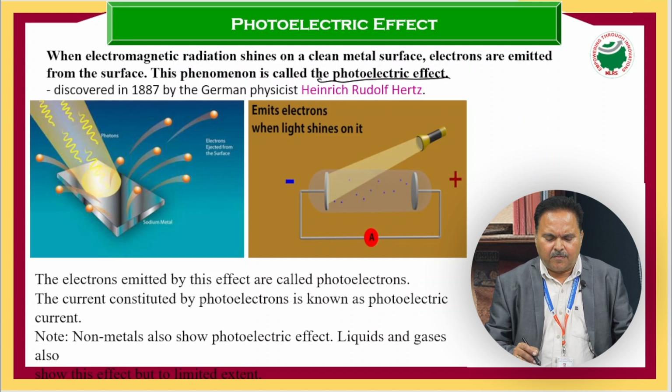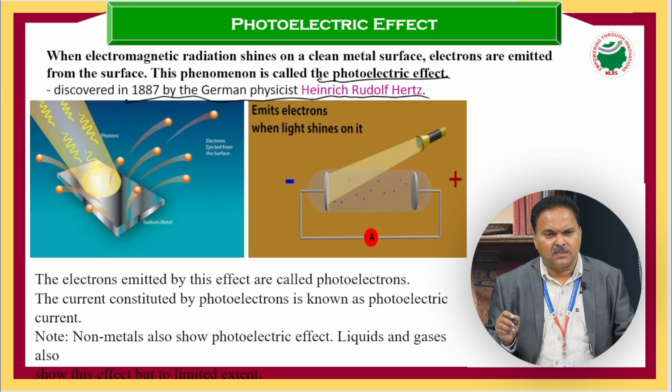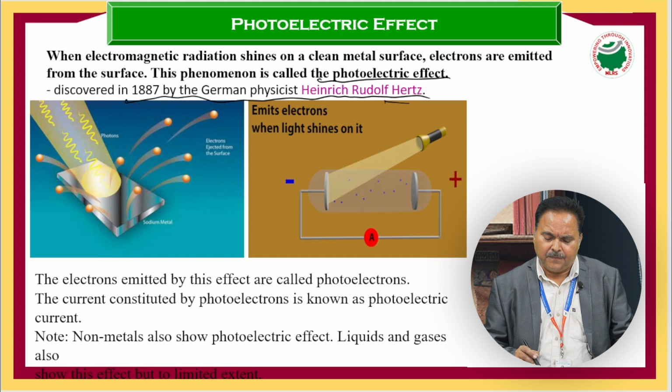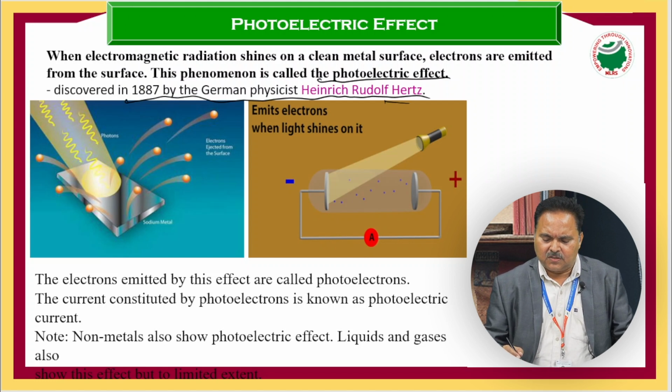This was discovered around 1887 by the German physicist Heinrich Rudolf Hertz. In terms of Hertz, we have the unit for frequency, so that scientist's name is this one only, Hertz. The photoelectric effect was discovered by the German physicist around 1887, but the Nobel Prize for it went to Einstein. That is a different story.